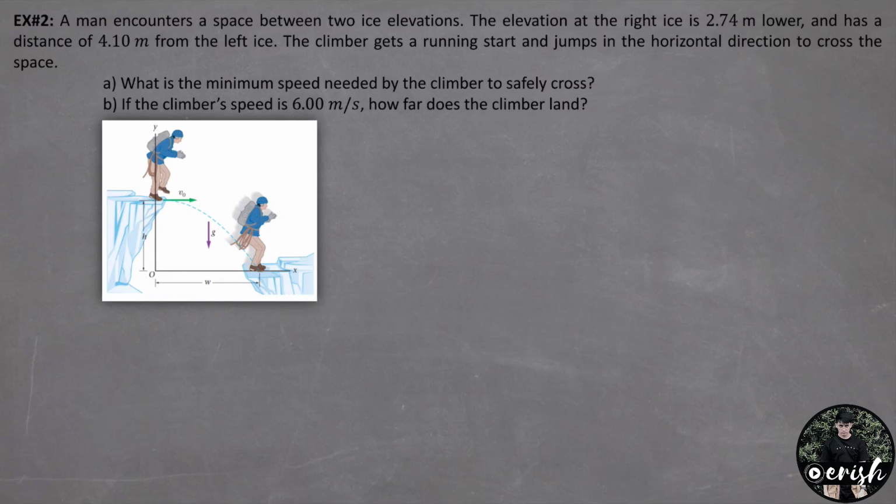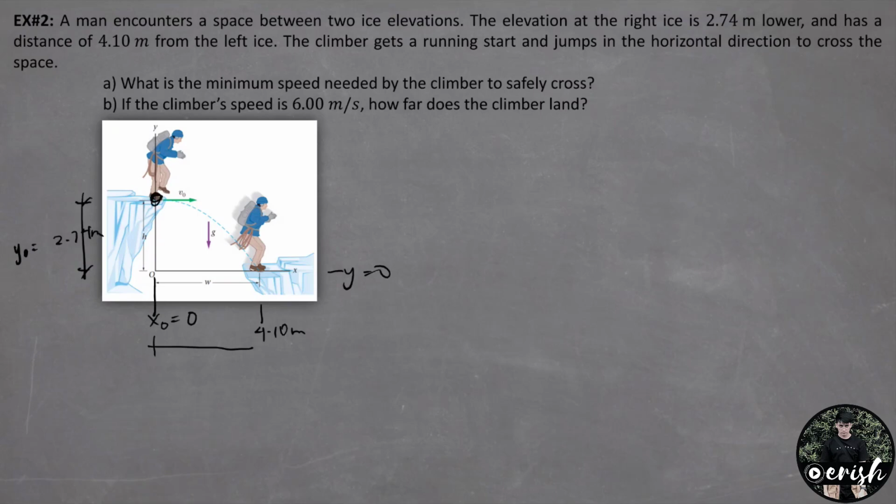So in this problem, the man or the climber jumps from the initial position, say this is our initial position, as 0, and our initial position at the vertical, which is the height, is 2.74 meters. That's where he starts, going to this lower elevation. For the letter A question, the landing site is 4.10 meters away from the original position. And y here is equal to 0. So this 2.74 meters here is our original position for the vertical direction.